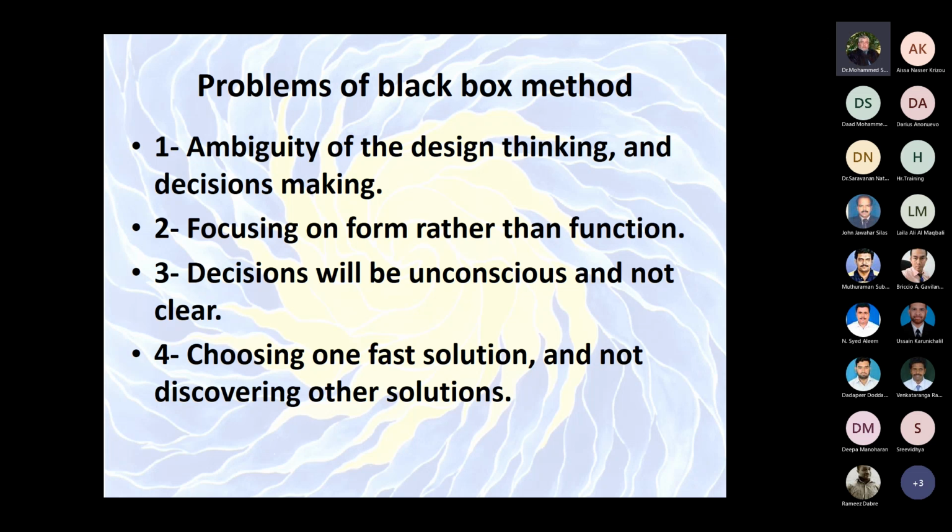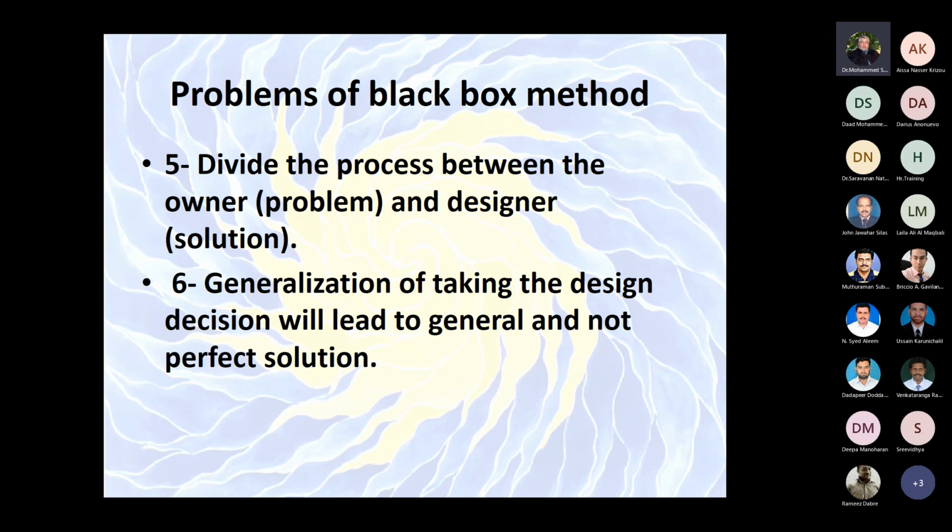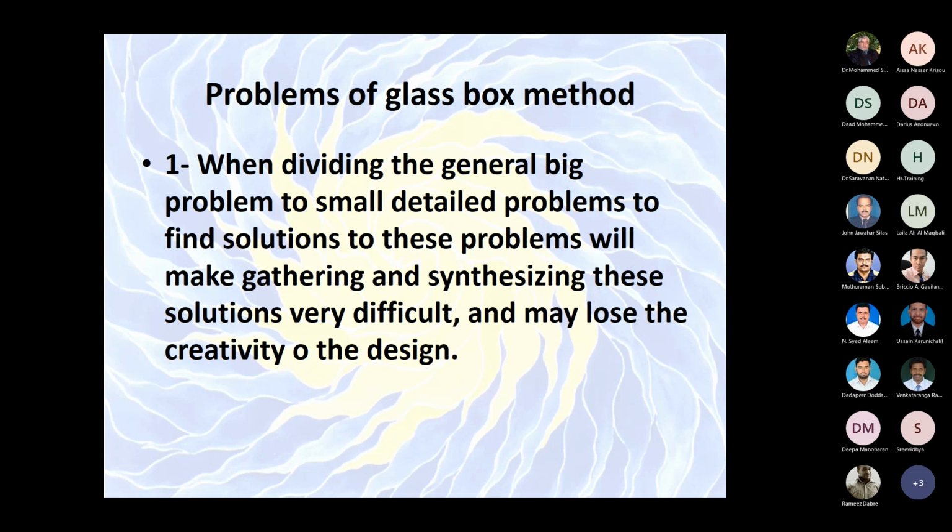Decisions will be unconscious and not clear. Choosing one fast solution and not discovering other solutions. These are the problems with this method. Also, it divides the process between the owner's problem and the designer's solution. Also, in this method, the black box method, generalization in taking the design decision will lead to a general and not perfect solution. So all of that are the problems of this method.